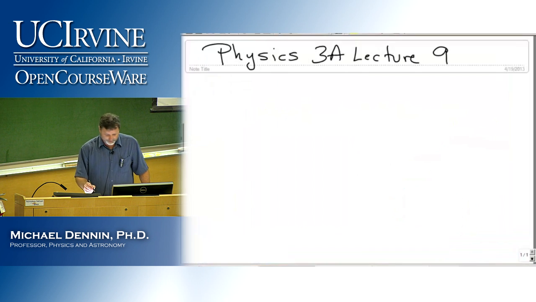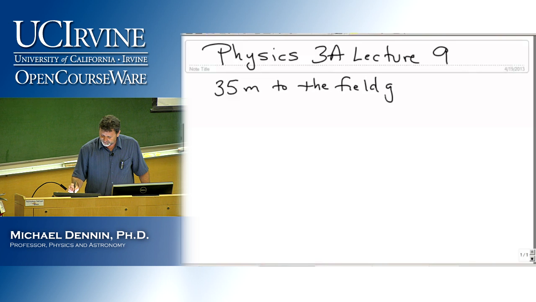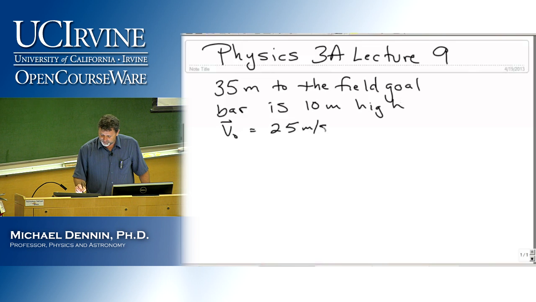We have our given information: we know that it's 35 meters to the field goal. The bar is 10 meters high. And we know V naught is 25 meters per second at 35 degrees above the horizontal.